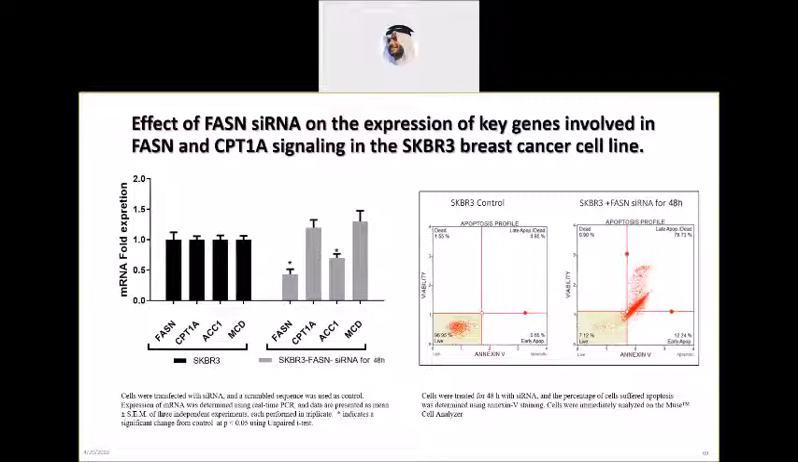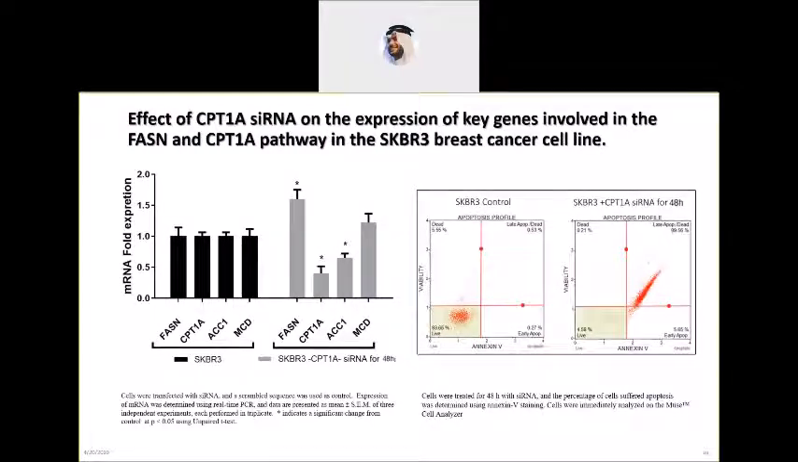To determine the effect of using FASN small interfering RNA on the viable cells and apoptosis profile in the SKBR3 breast cancer cell line, we used annexin V and flow cytometry analysis. As you can see in the flow picture, treatment of the cells with the small interfering RNA for 48 hours led to apoptosis compared to the normal control. Usually, you will find in this picture and all the coming pictures, on the right side the treated cells and on the left side the control cells.